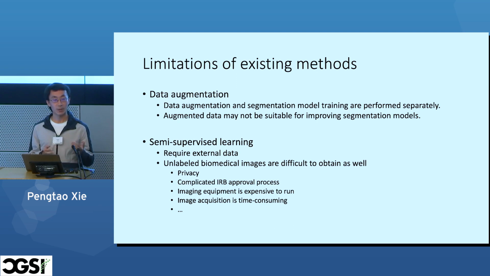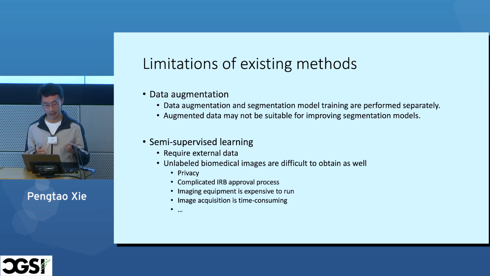The other type of methods are the semi-supervised learning methods. We have a small set of labeled images, but we have many unlabeled medical or biology images. So we develop semi-supervised learning methods to combine this labeled and unlabeled data together and do the learning. The problem of semi-supervised learning is that it requires external unlabeled images. Maybe this is easy to get in the general domain. You can get millions of images from Flickr or some other public websites. But in the biomedical domain, even for the unlabeled images, they are difficult to obtain.